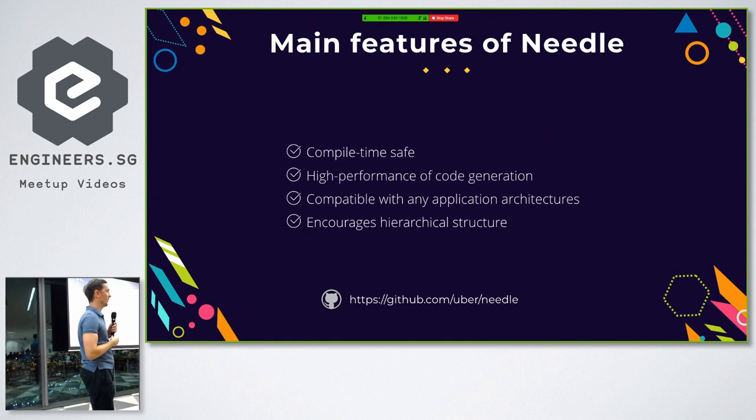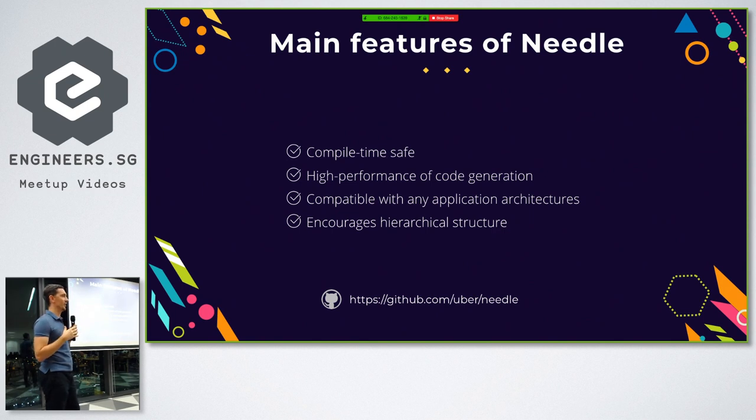It also has pretty good performance, so even on large code bases it works pretty fast. Because it's leveraging code generation, it can provide compile-time safety, and the way it's written, the generator works pretty fast. It's also compatible with any iOS architecture, or you can use Needle for backend projects or for Mac apps. So it's actually architecture and platform agnostic. Whatever project you have in Swift, you can use Needle.